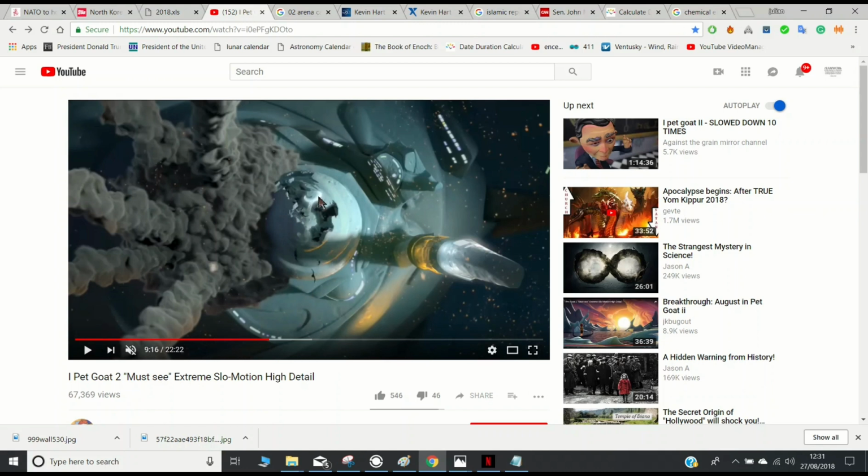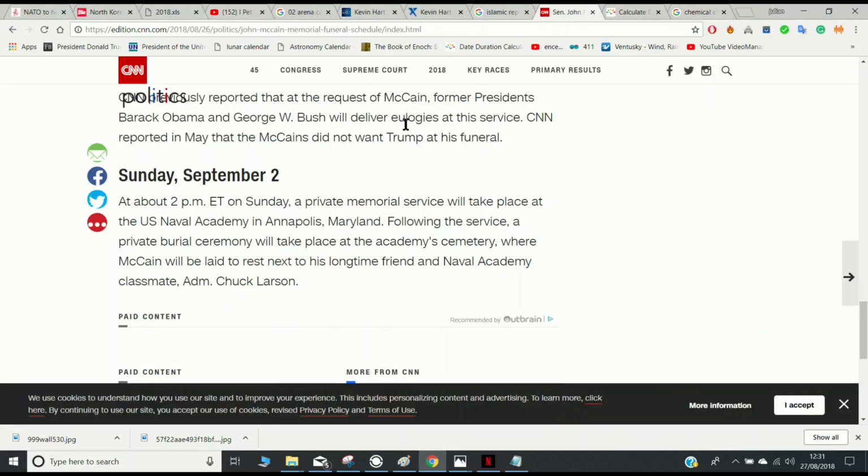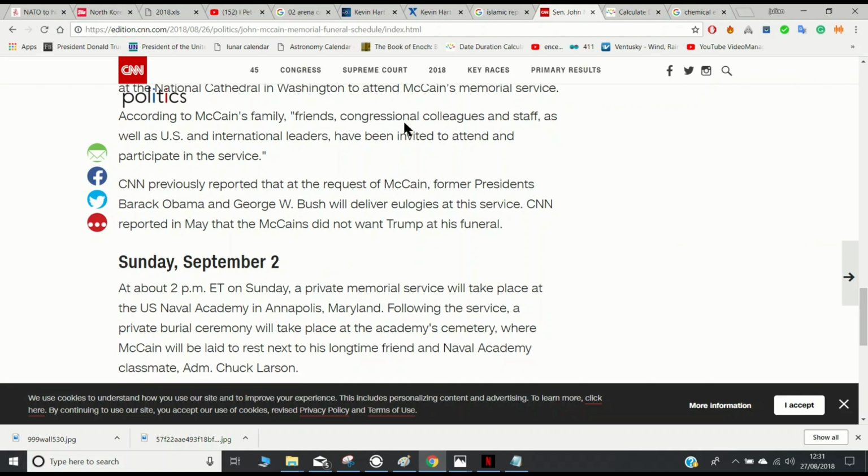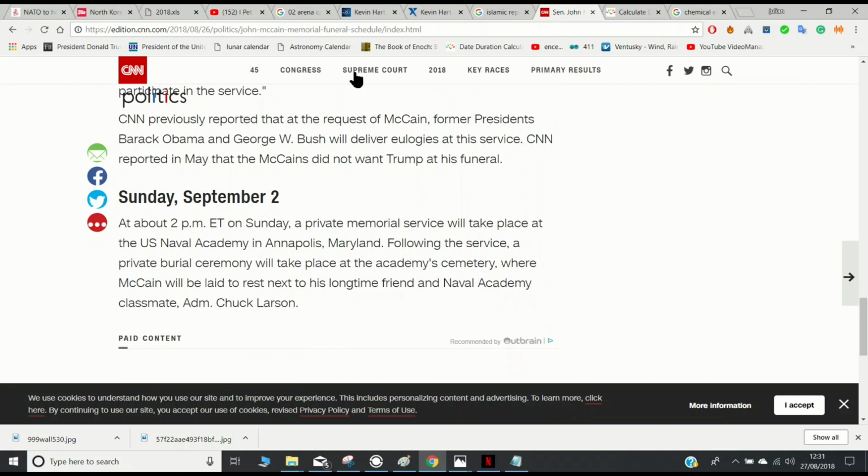The moon, crescent moon on top, could be a reference to the moon phase at the time this happens, or it could also be a reference to the symbol that the Islamic Republic uses. I really don't know, but on the 2nd of September, well, on the 1st of September, George Bush and Barack Obama are going to be speaking at John McCain's eulogy. And then the next day, September the 2nd, John McCain is going to be buried.